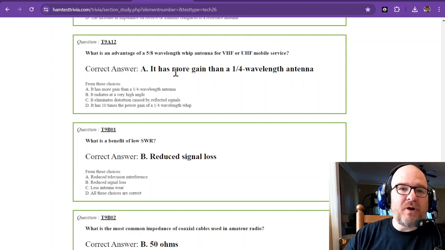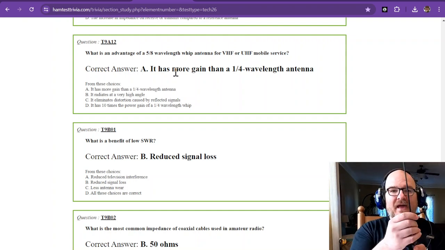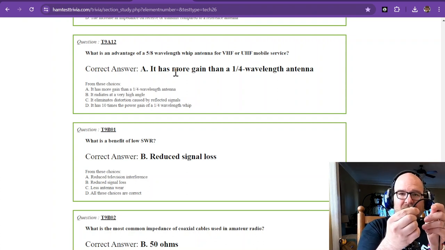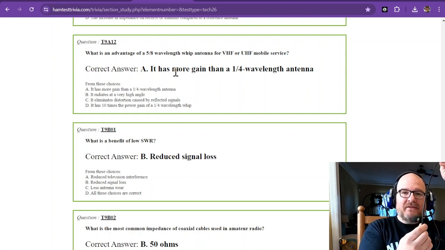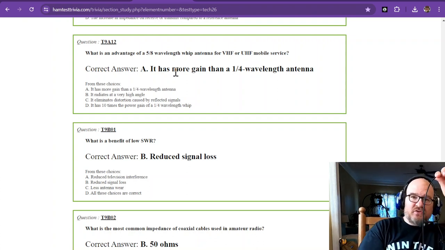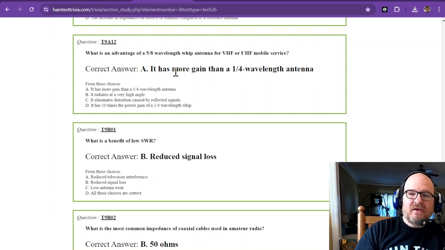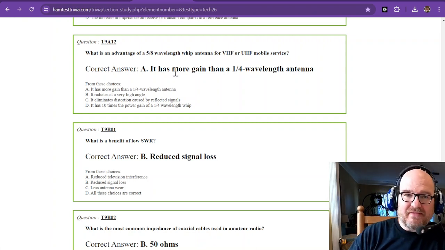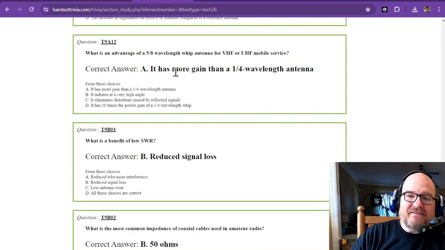So a quarter wavelength, let's imagine that this is folded down and is only a quarter of the wavelength. So the 5/8 of a wavelength has, imagine breaking off just a little bit of this. 5/8 wavelength just tends to have a little more gain than a quarter wavelength antenna. 5/8 is the way to go when you're making a whip antenna.